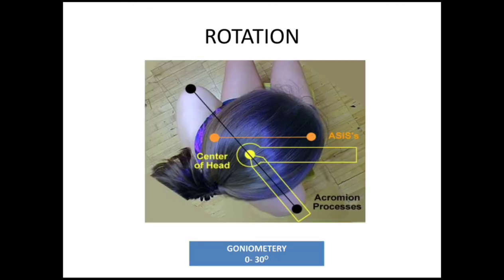Again, with the help of a goniometer, we can also measure rotation. In this technique, the fulcrum is placed over the top, that is the center, of the head. The stable arm is placed parallel to the ASIS, and the movable arm is placed in reference to the acromion process. The patient is in the sitting position and is asked to rotate from the neutral spine as much as possible, and the movable arm moves in reference to the acromion. The normal range is 0 to 30 degrees.